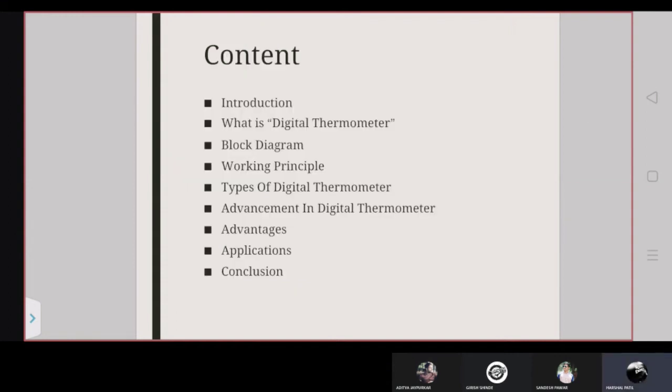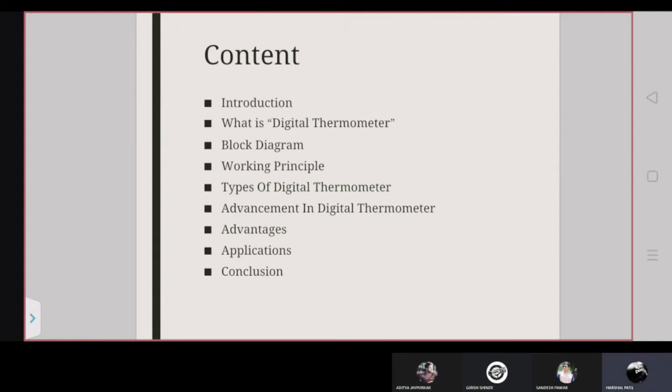Let's see the content of this presentation. First, we see the introduction. Second, what is the digital thermometer? Third is block diagram of digital thermometer. Fourth is working principle. Fifth is types of digital thermometer. Sixth is advancement in digital thermometer. Then advantages, applications, and last one is conclusion.